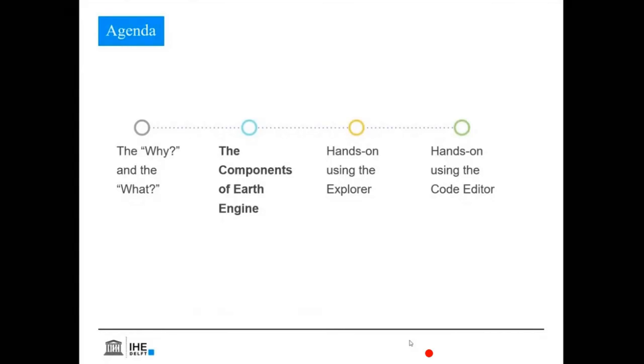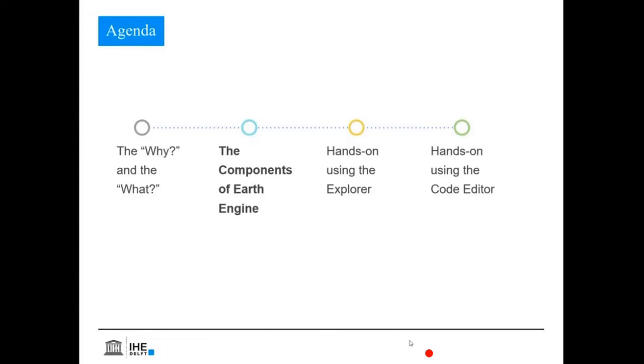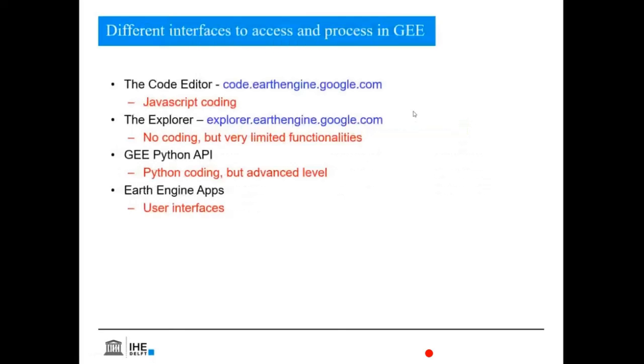Now, the components of Earth Engine. Now, let's get into some serious stuff. Google Earth Engine can be accessed in different ways. One of the most popular, and they also prefer us to do that, is the code editor. The link is code.earthengine.google.com. The scripting which you will do is JavaScript.